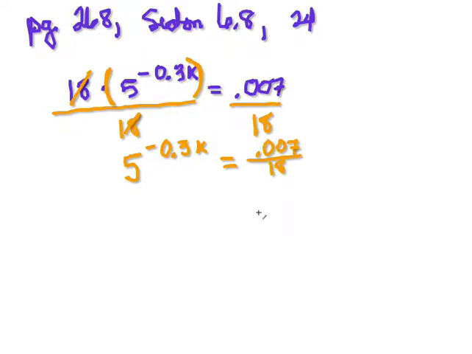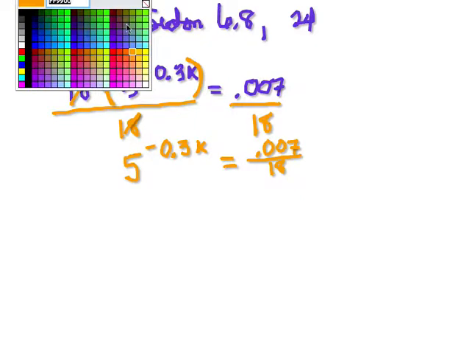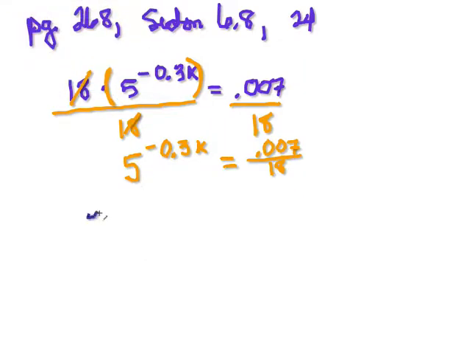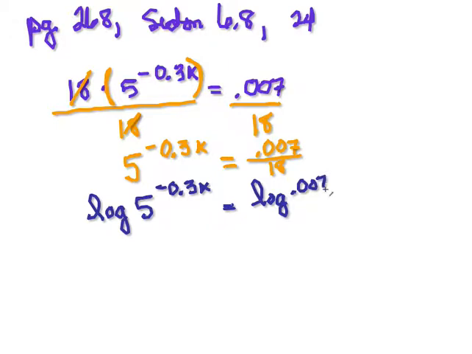I could work that out, that's just a number, but I don't want to round, so I'll just leave it there. All right, now this is where I have to use logarithms. I'm going to take the log of both sides. So I'll take the log of the left side. I'm going to get negative 3/10 x is equal to the log of the right side, which is 7 thousandths divided by 18.